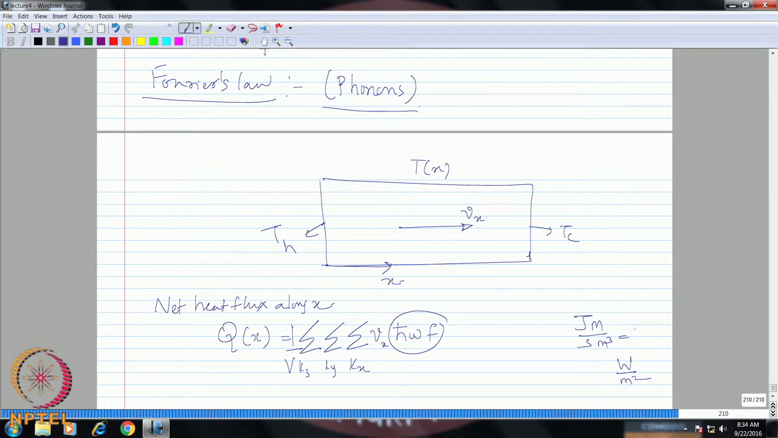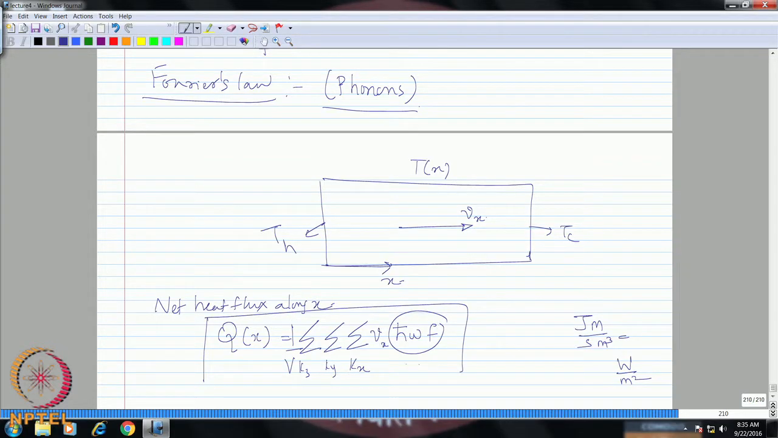Okay. So, I consider therefore a domain with volume capital V, and I look at the velocity of the phonons along the x direction. So, that is Vx. That multiplied by the energy distribution and summed over all the quantum states is going to give me the net heat flux along x. So, everybody agrees? Okay. So, this is now the common thread for all the transport laws.